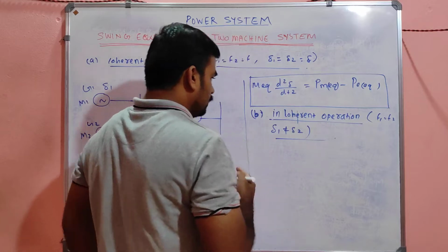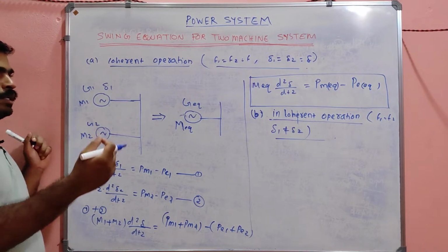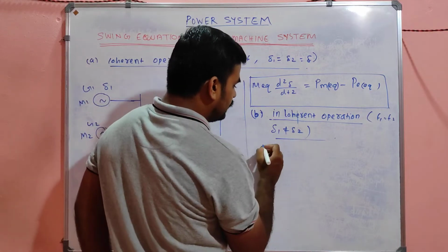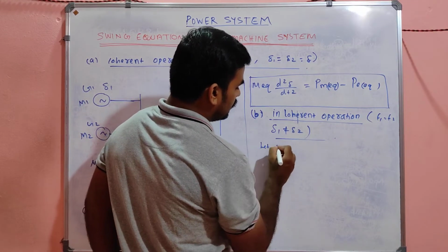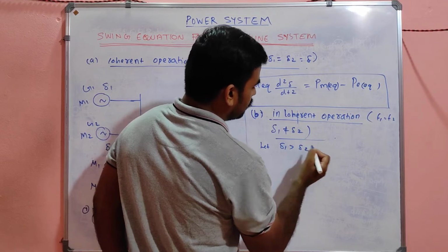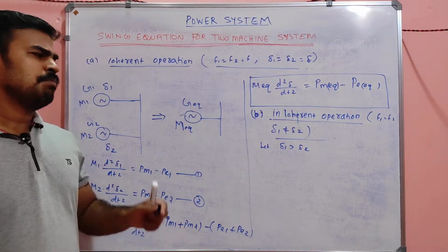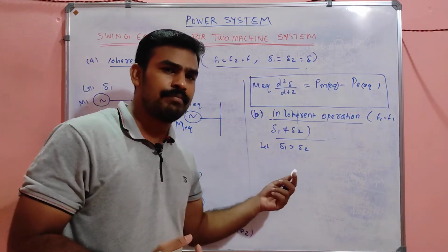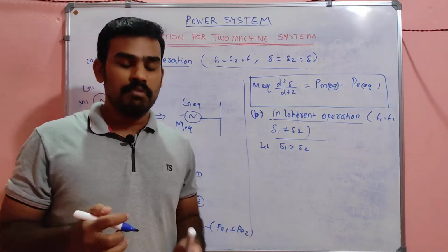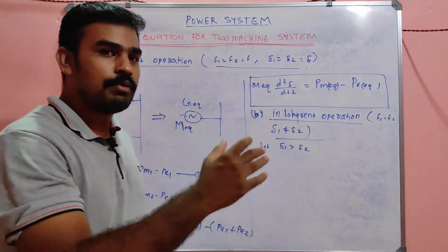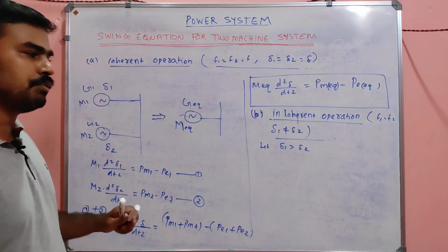So what will be the diagram? The diagram will be similar, but we have to take one case now. One case we have to take. So let del 1 be greater than del 2. We have del 1 not equal to del 2 actually, but we have to assume some case now. With simply del 1 not equal to del 2, we can't analyse more. If you want to analyse more, we have to assume whether del 1 is greater or del 2 is greater.